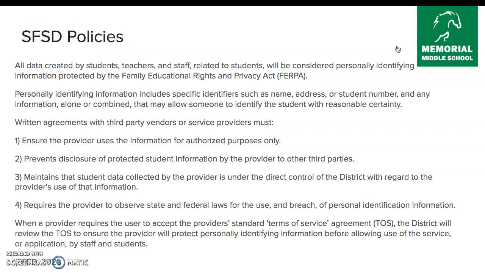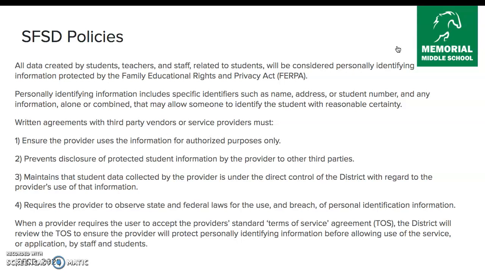So at Memorial and in the Sioux Falls School District, we recognize that all data created by students, teachers, and staff related to students will be considered personally identifying information, which is protected by FERPA. PII includes specific identifiers such as a name, address, or student number, or any information alone or combined that will allow someone to identify a certain student with reasonable clarity.